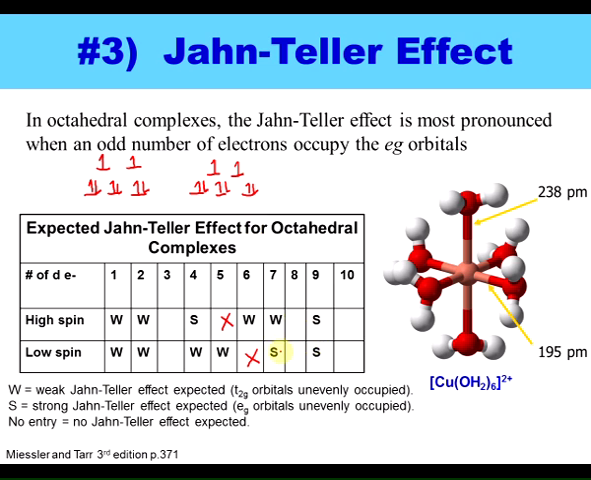So for the low spin d8, we have no Jahn-Teller effects for either the low spin or the high spin, because we had no choice where the electron can go.